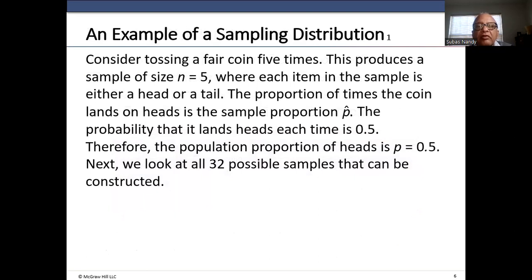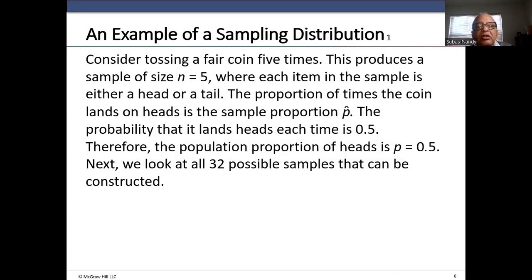Consider tossing a coin 5 times. This produces a sample of size n equal to 5, where each item in the sample is either a head or a tail. The proportion of times the coin lands on heads is the sample proportion p hat. The probability that it lands heads each time is 0.5. Therefore, the population proportion of heads p is equal to 0.5.